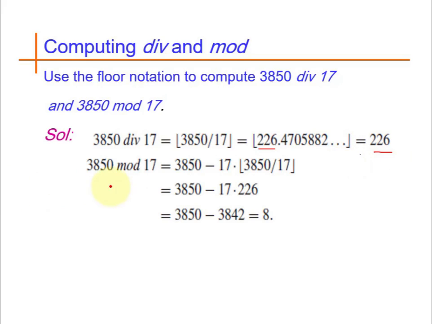Just like that, we can use div to solve the mod: 3850 mod 17 will be 3850 minus 17 times the floor of 3850 over 17, which is 226, and by solving this we get 8. So now we have this remainder, and the div function is giving us the quotient.